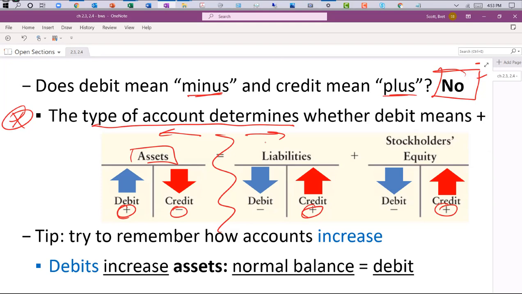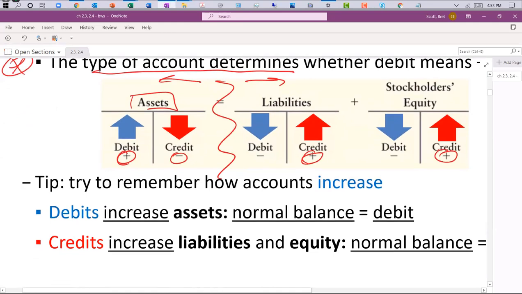We use debits and credits because it helps us keep track of account information and also make sure that our accounting equation balances every step along the way. Total debits have to equal total credits whenever we're recording transactions. These are just the rules.